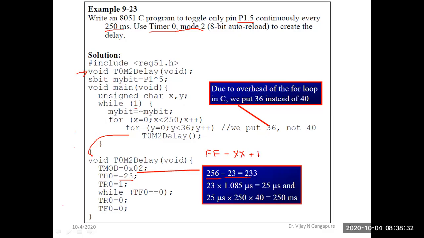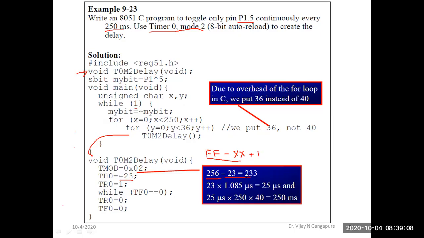Okay, so XX is what? That is the hex equivalent of 23, which will get subtracted first from FF. So this is a ones complement. We are taking the ones complement. If we subtract XX from FF, I will get the ones complement, and I'm adding one to it, which means I'm getting the two's complement. So the actual number I'm loading into TH0, the decimal equivalent of the number I'm loading into TH0, is 233.